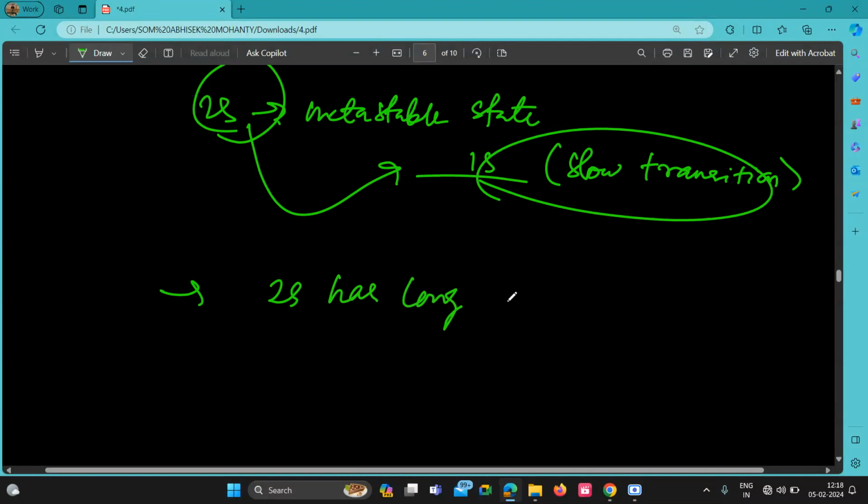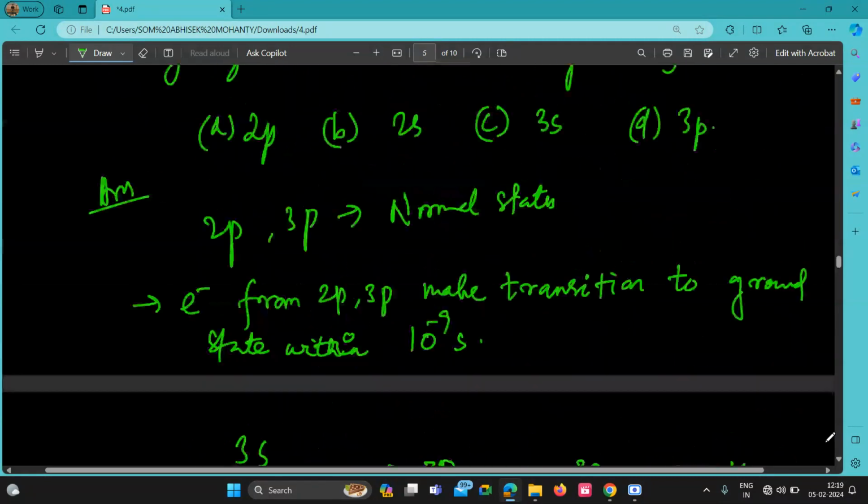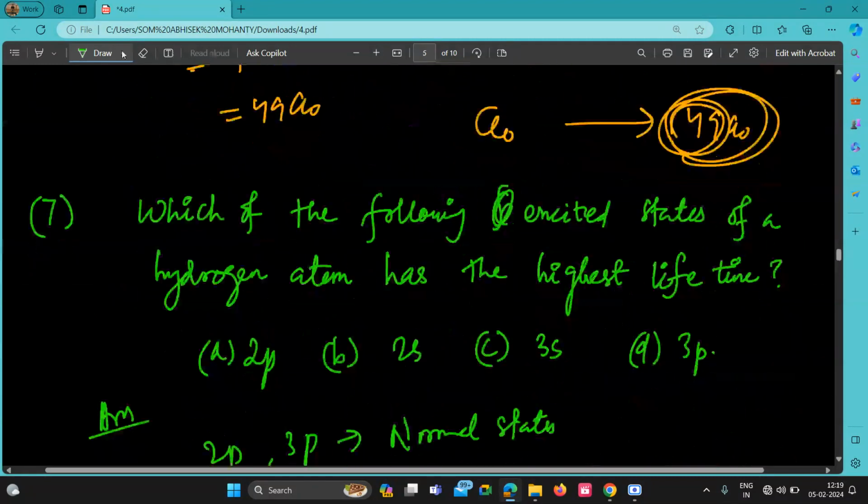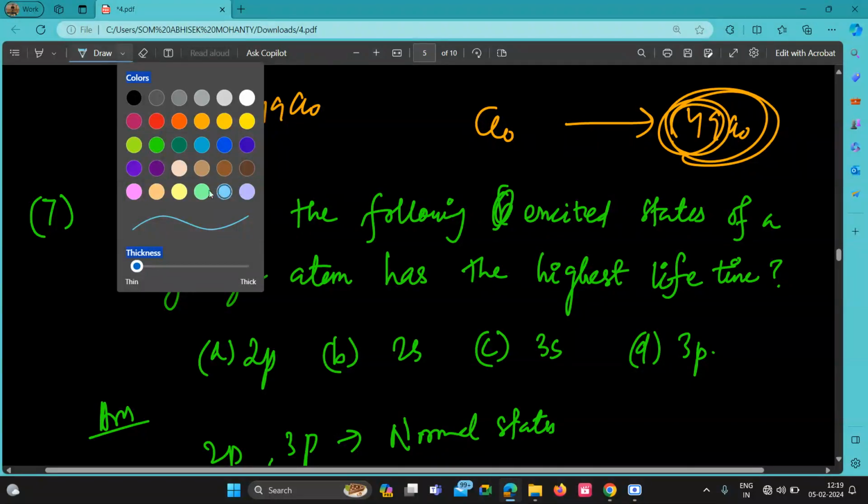These things you can only know if you read textbooks. Otherwise, these are not solvable. You cannot just look at it and think that this will happen. Okay. Next question, question number 8.